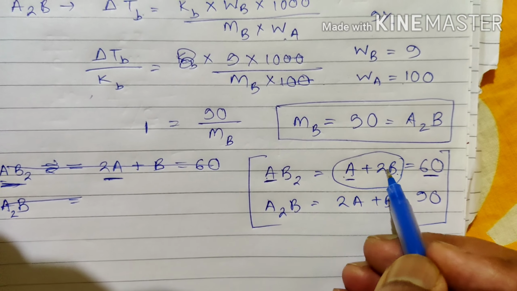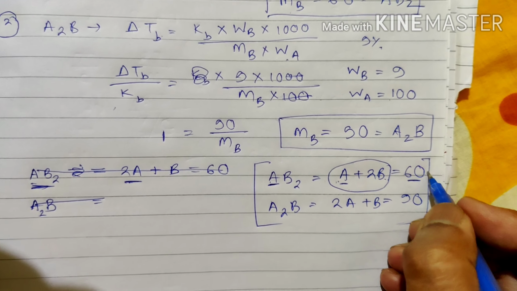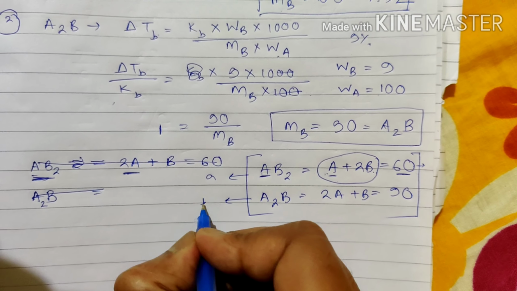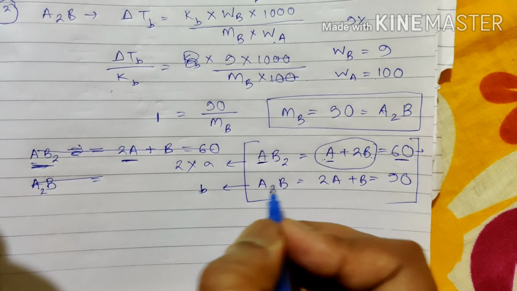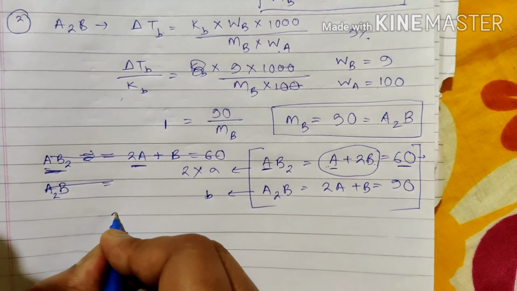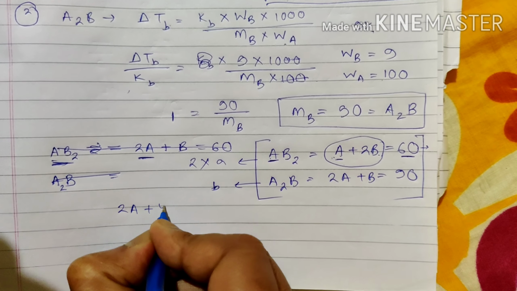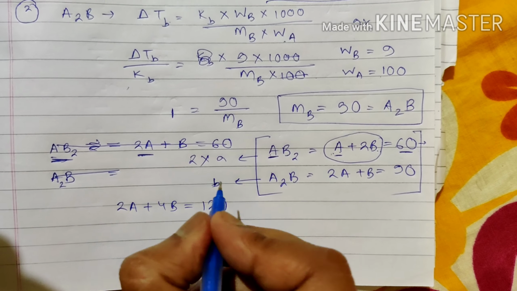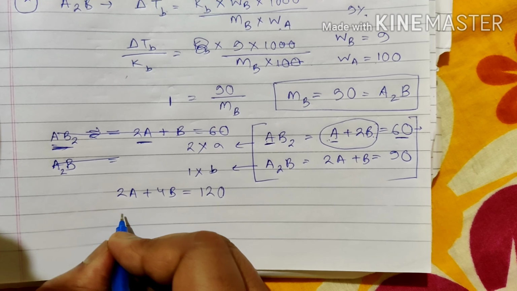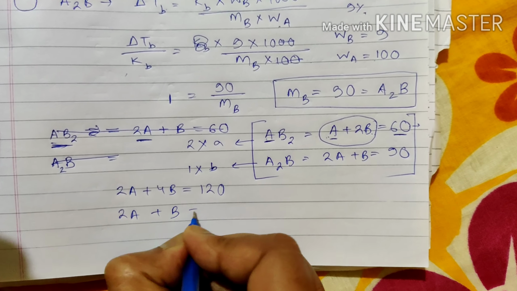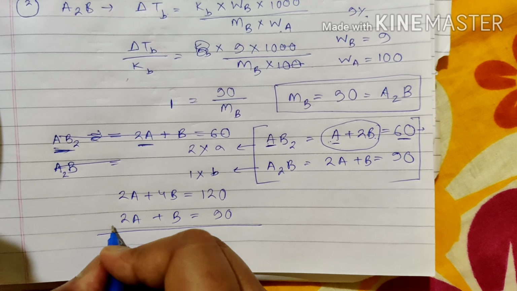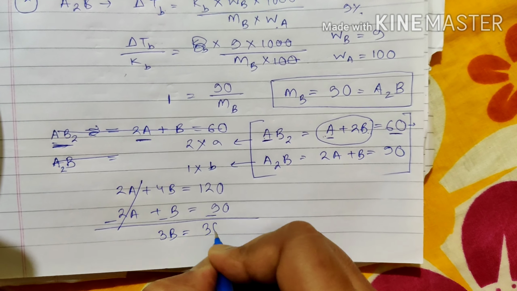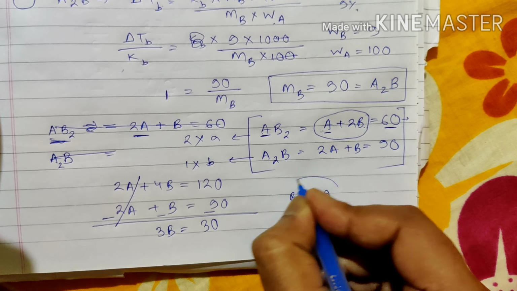So in order to cancel it out, let us multiply. Suppose this is equation number A and this is equation number B. Let us multiply the equation number A by 2. So then it will be 2A plus 4B is equal to 120. And here also, if it is multiplied by 1, it should be 2A plus B is equal to 90. So you subtract, it forms 3B is equal to 30. That means B is equal to 10.